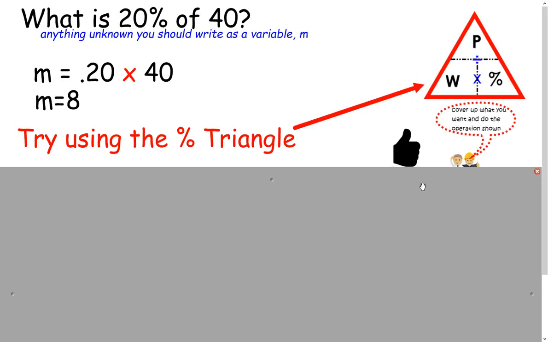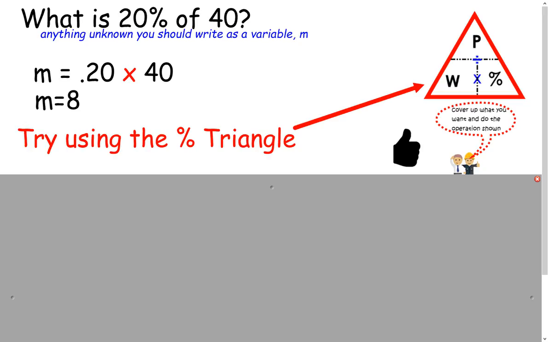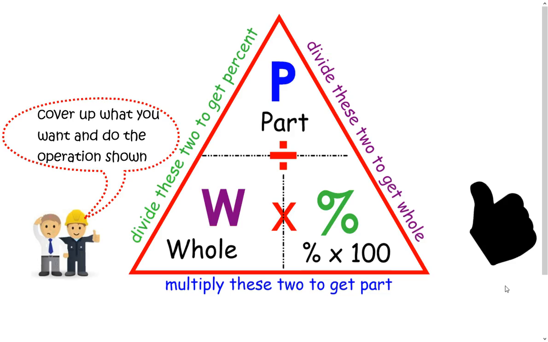For the triangle method, let's learn a little bit more about that. Okay, what you're going to do is, we've got P is part, W is whole, and percent means part of 100, or out of 100, and you've got to multiply. It's a decimal, so you have to multiply by 100 to get percentage. What you do is you cover up the thing that you want to find, and then you do the other operation.